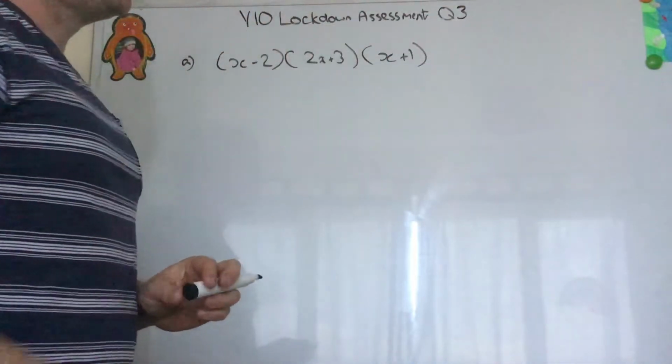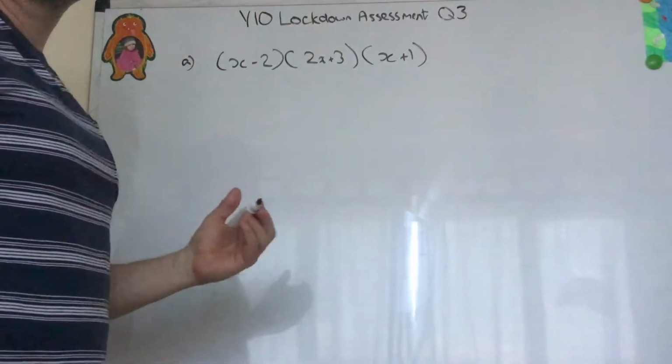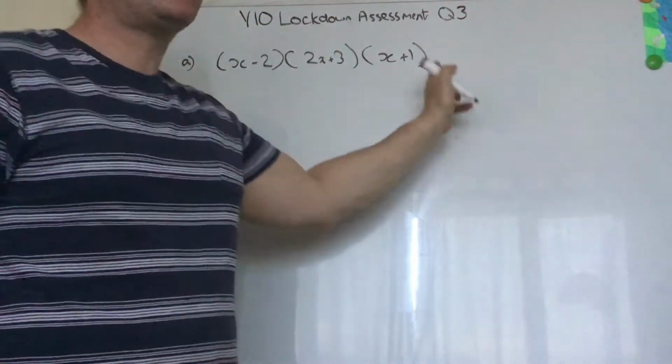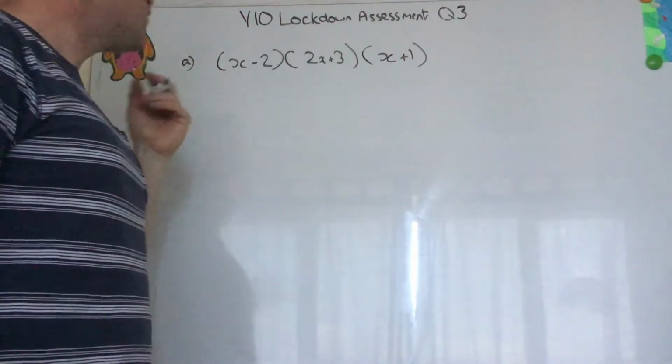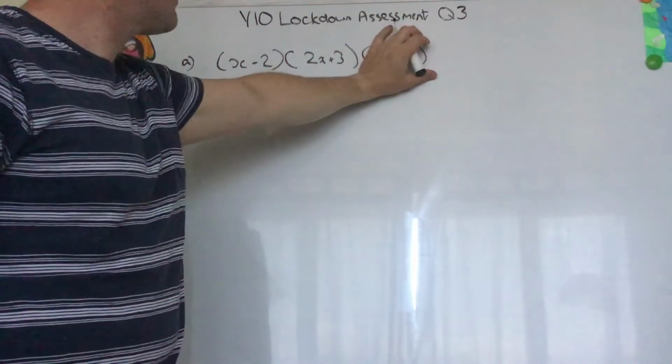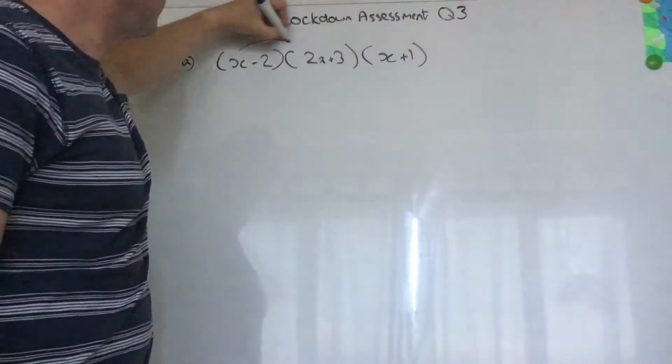Right, moving on to question 3. Okay, question 3a, most people did quite well, so I'm just going to blast through it. You've got triple brackets to expand. Key thing is just ignore one of them. I normally ignore the last one and multiply out the first two.